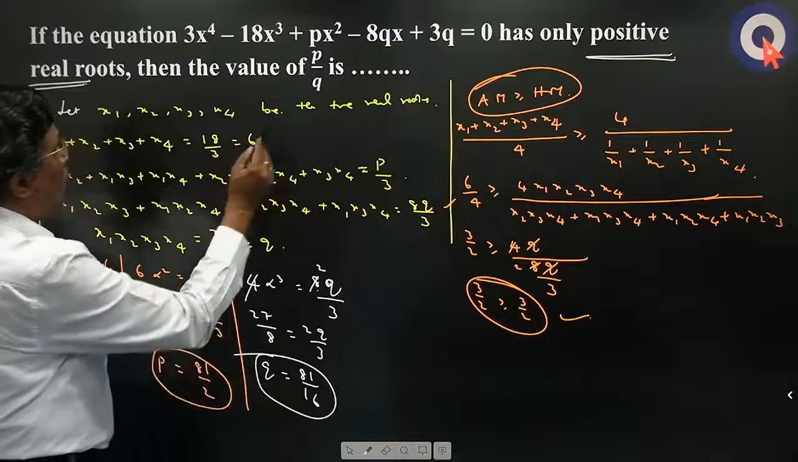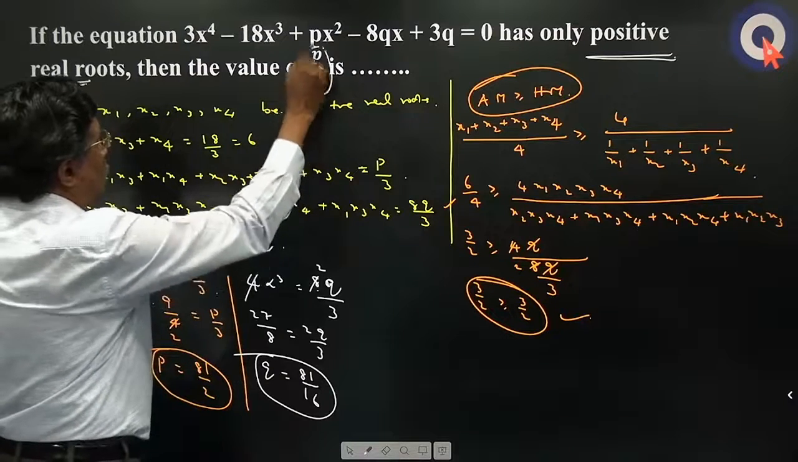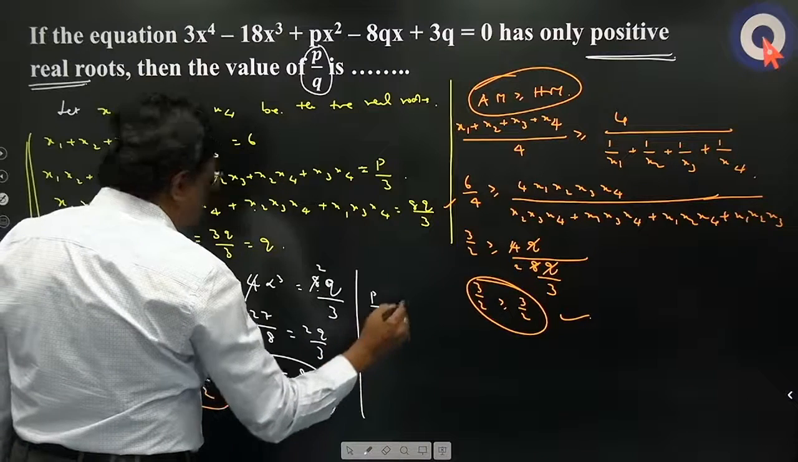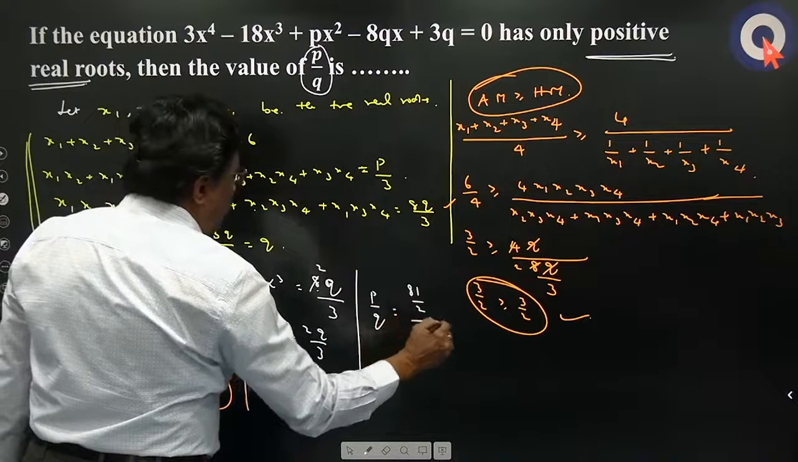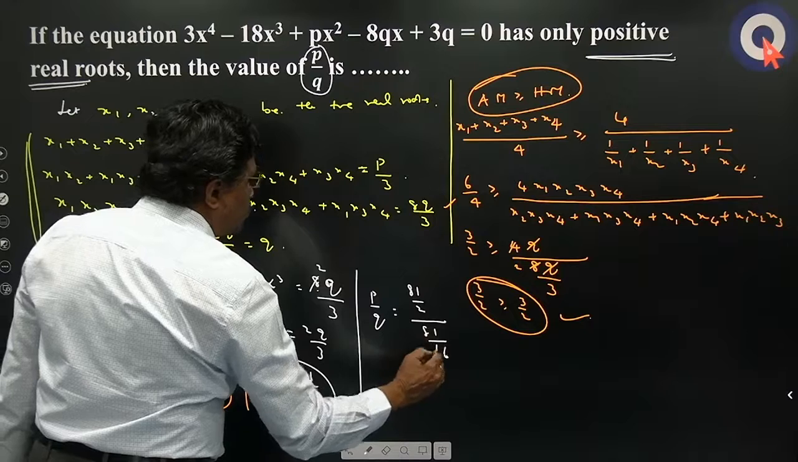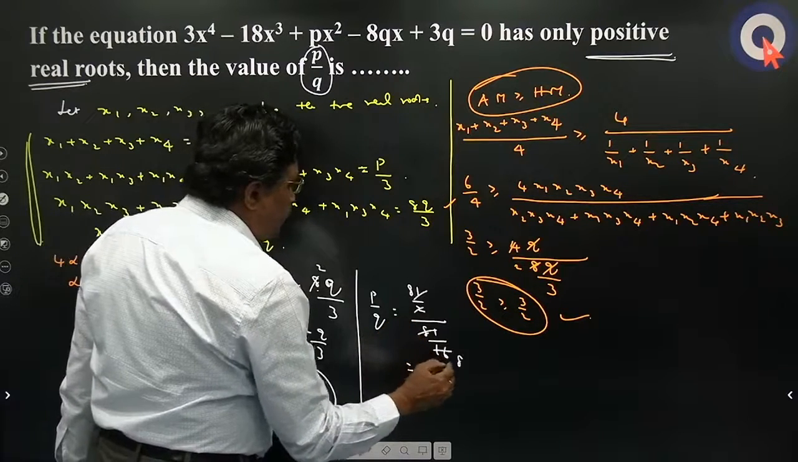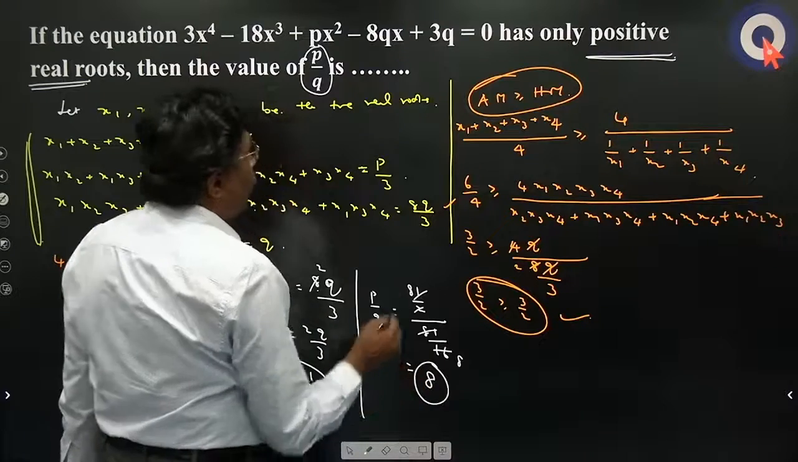What do we want now? P by q. We want p by q. So p by q is equal to 81 by 2 divided by 81 by 16. So this 81 is cancelled, and 16 by 2 is 8, so you get 8. So the required answer is 8.